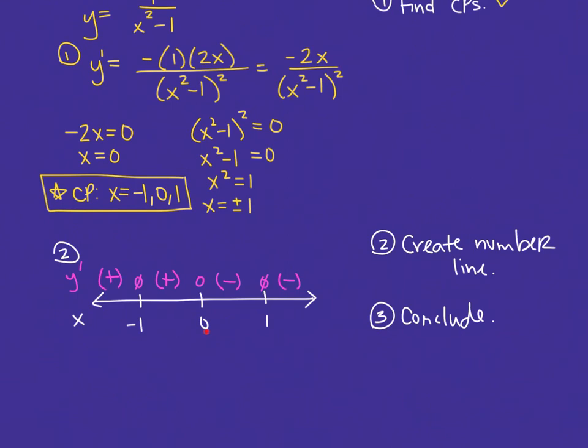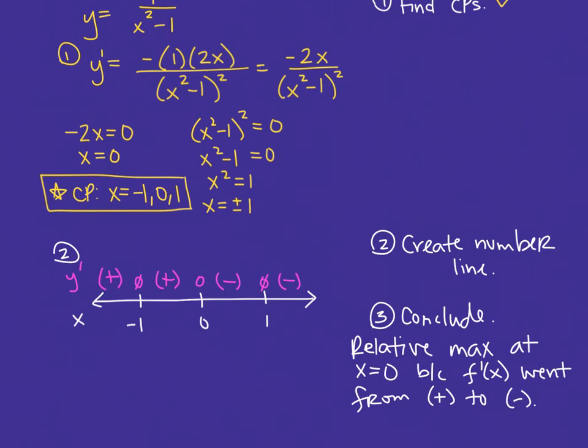x equals 0 is a critical point and ended up being a relative extrema in the sense that it is a relative maximum because our first derivative went from positive to negative. So we can conclude that a relative maximum occurs at x equals 0 because f prime of x went from positive to negative.